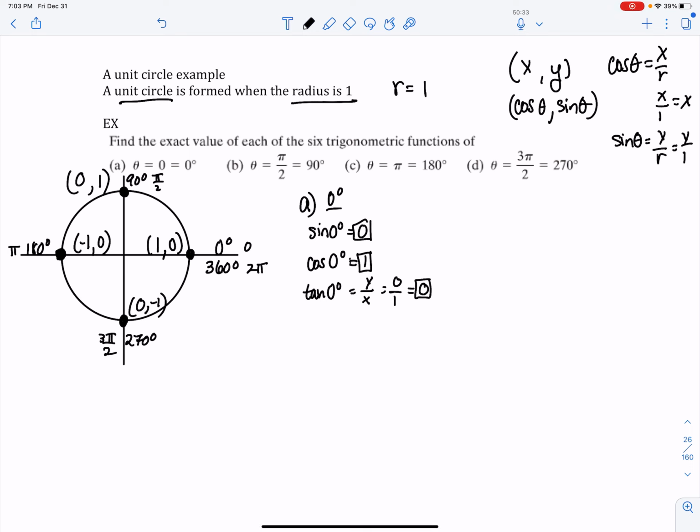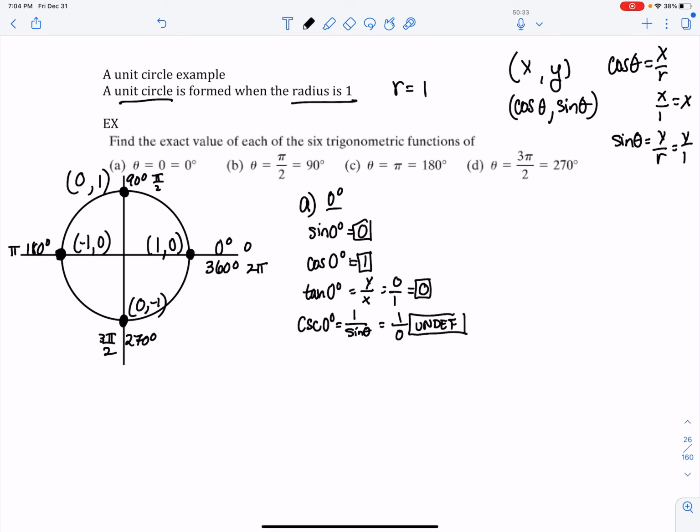Okay, now we do the reciprocal functions. So the reciprocal of sine is cosecant at 0 degrees. So I'm going to throw 1 over sine. So 1 over 0 is undefined. I cannot divide by 0.